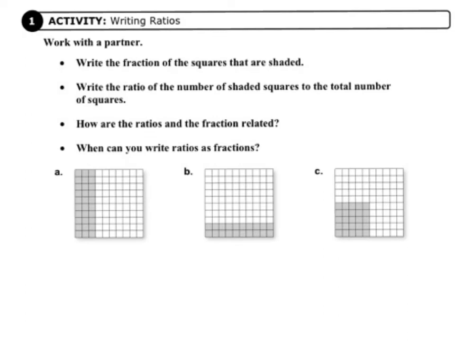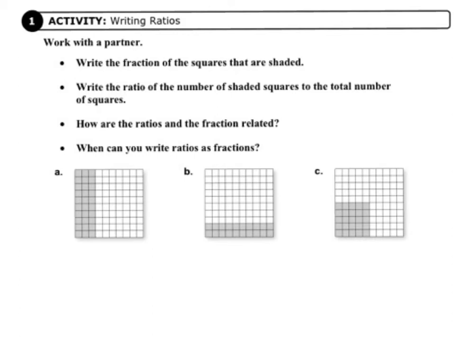Today we'll be starting on page 113 in your record and practice journal. Writing ratios. Our directions are to write the fraction of the squares that are shaded, to write the ratio of the number of shaded squares to the total number of squares, to write how the ratios and the fraction are related, and to answer the question, when can we write the ratios as fractions?